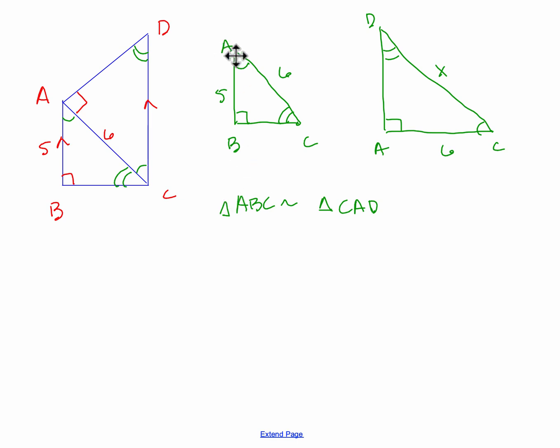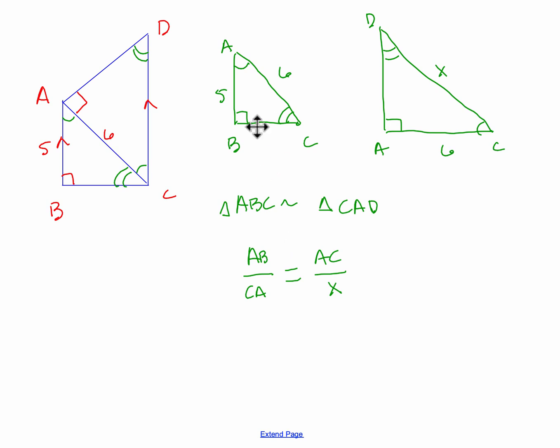I know the length of AB here, so I'm going to say AB. By the way, we know if triangles are similar, their corresponding sides are proportional. AB, the first two letters in the first triangle, is proportional to the first two letters in the second triangle. And so then AC, that's the hypotenuse, corresponds to the hypotenuse of the big triangle, which is X.